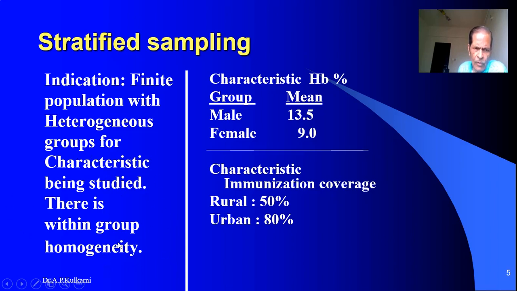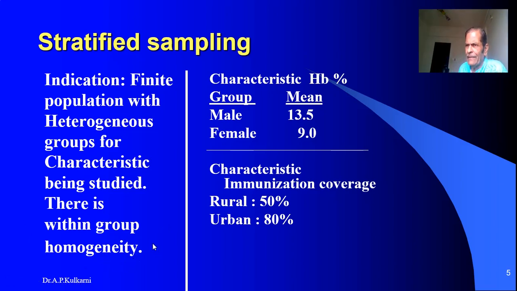But within these subgroups in the population, there must be within-group homogeneity. That is, the males should be homogeneous as far as hemoglobin is concerned, and the female population should be homogeneous as far as hemoglobin is concerned. So we have subgroups in the population that are heterogeneous, or different, as far as the variable being measured is concerned, but there is within-group homogeneity.